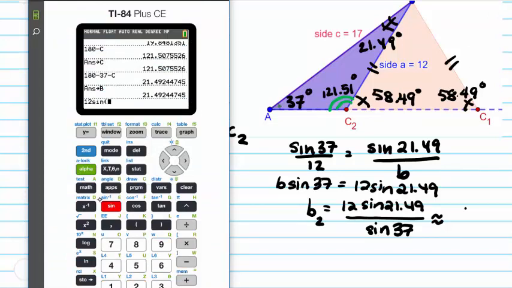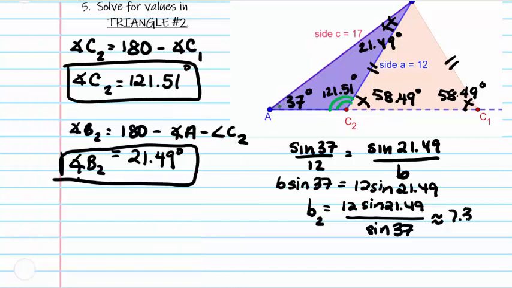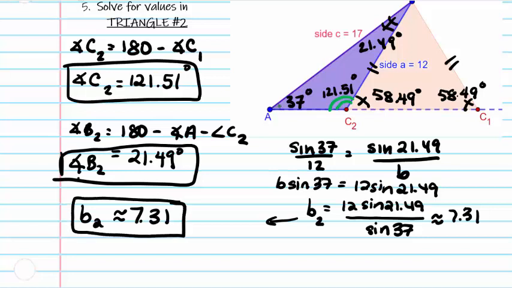12 sine, and since I've stored the new B value, so 12 sine of angle B divided by sine of 37 gives us 7.31. And it seems reasonable that this side length should indeed be smaller than the first option for side b that we calculated. So those are our three values for that triangle. And that's the 7.31.